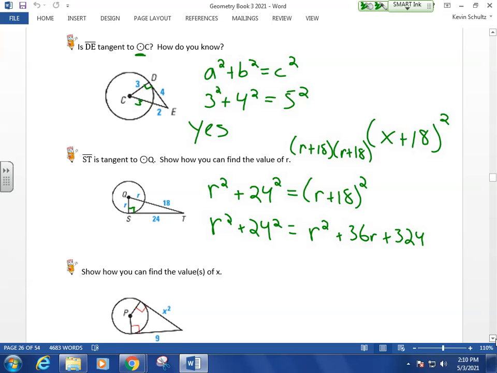Now this is kind of annoying, the fact that we have exponents involved here, but what's at least nice about the way this sets up now? The R squareds cancel out, right? We have 1R squared on the left, 1R squared on the right. We can just get rid of them. And so essentially, we're left with a two-step equation to solve here. 24 squared is something like 576. So 576 equals 36R plus 324.